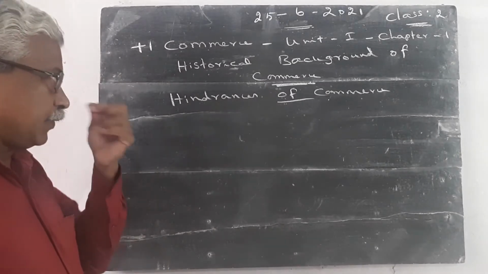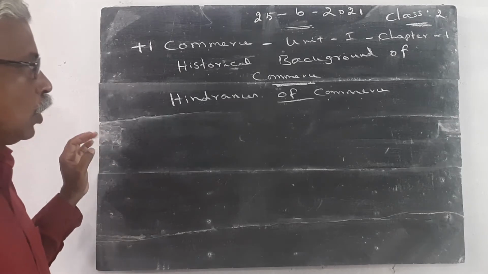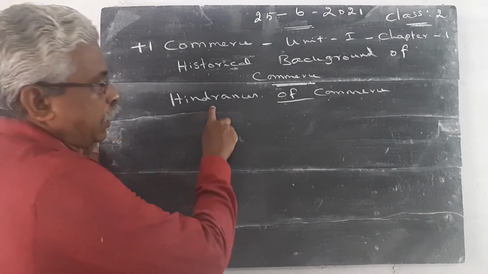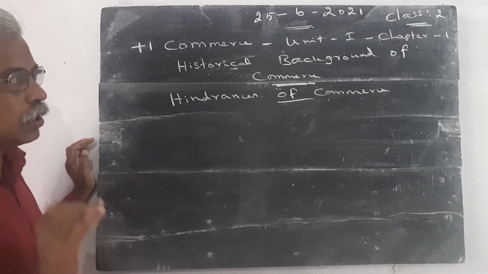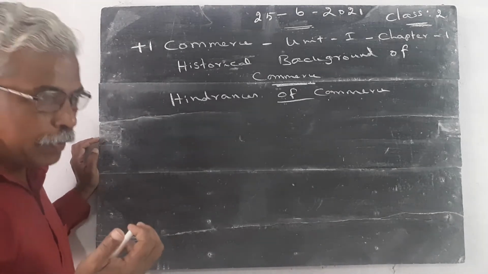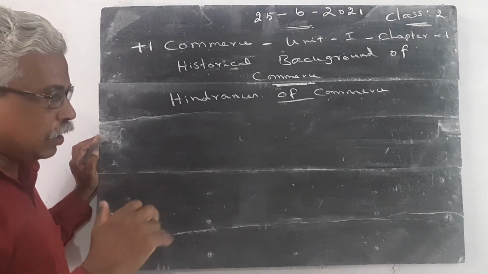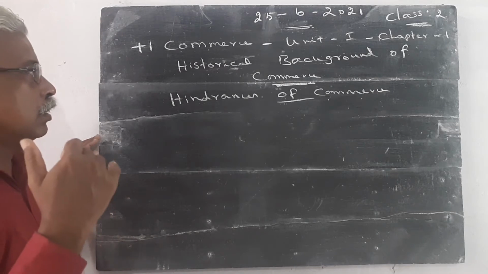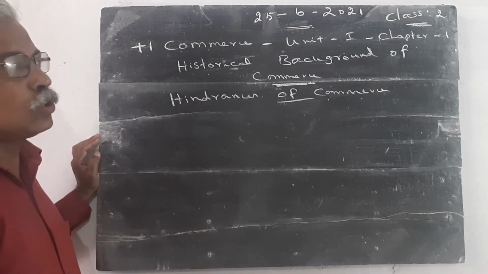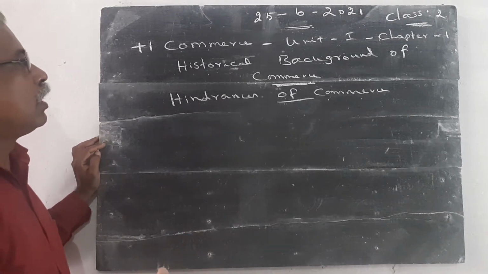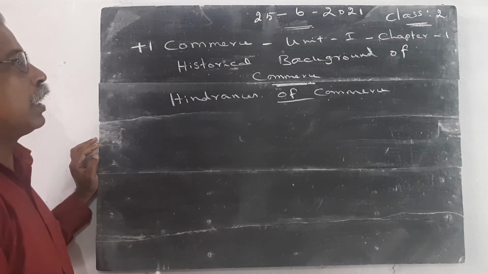In the last class we studied some background of commerce and commercial activities. Today I am going to explain the hindrances of commerce. This is a 5-mark question in most examinations, whether it is a quarterly, half-yearly, or annual examination, or any test. It is the first question asked in the 5-mark category.